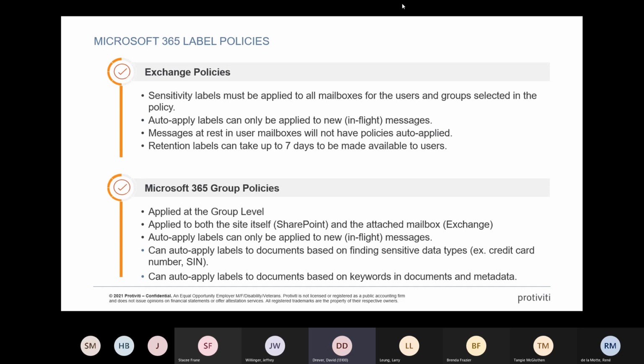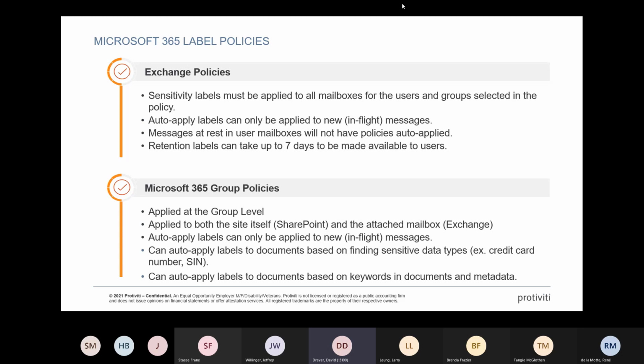Now, a Microsoft 365 group is a mixture of Exchange rules and SharePoint rules, and that's simply because you have both in a Microsoft 365 group. A group is a mixture of SharePoint sites and Exchange mailboxes. I know there's more to it, but that's the gist of it in this situation. So then, it'll apply labels. Any labels that are applied will be applied in-flight as you send messages out or as they come in.